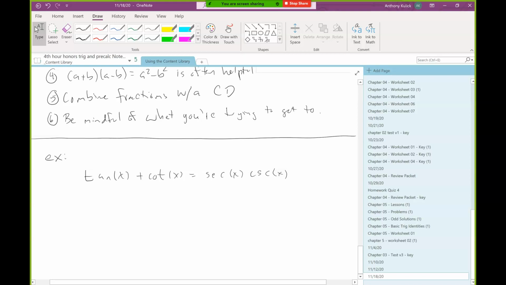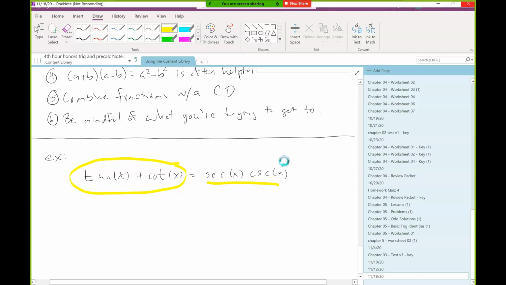All right. So here's the first example. What we need to decide first and foremost is which side we are going to work on. My advice in the beginning was to start with the more complicated side. Two terms is always more complicated than one term, so I'm going to start with the tangent plus cotangent side. Now, there's no obvious way to add tangent and cotangent together. It appears that we're stuck.